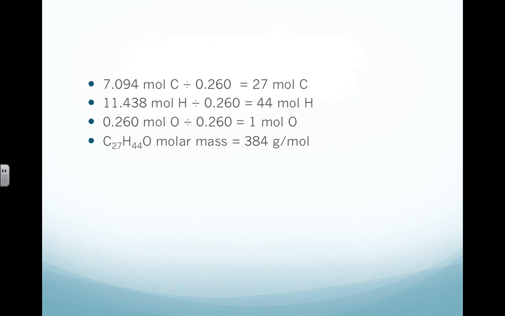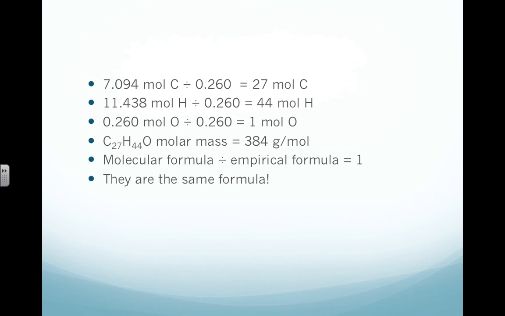Now that molar mass is 384 grams. So if you went to the periodic table and added up all those different elements, you get 384 grams. Here, if we take the 384 grams and compare it to what we found in the lab, it's equal to 1. So that means it's the same formula.